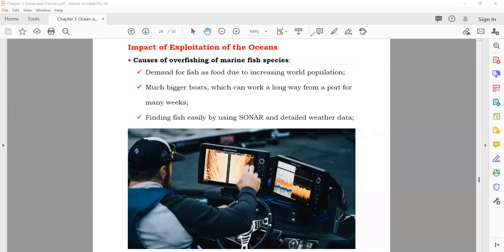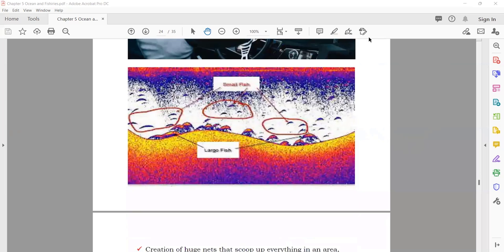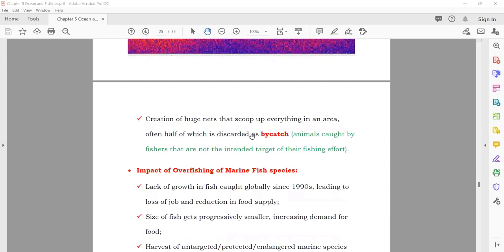Again, what is overfishing? You are taking out fish more than they produce in the sea. And what are the causes? The demand, population increasing, and bigger boats which can go deeper in the sea. They also have different techniques like sonar, where you can see where the most fish are, and with the help of that they can catch them. Is it clear? Here you can see a picture. Here you have the large fish, here the small fish. With the help of this, they put their nets. This is the sonar technique.